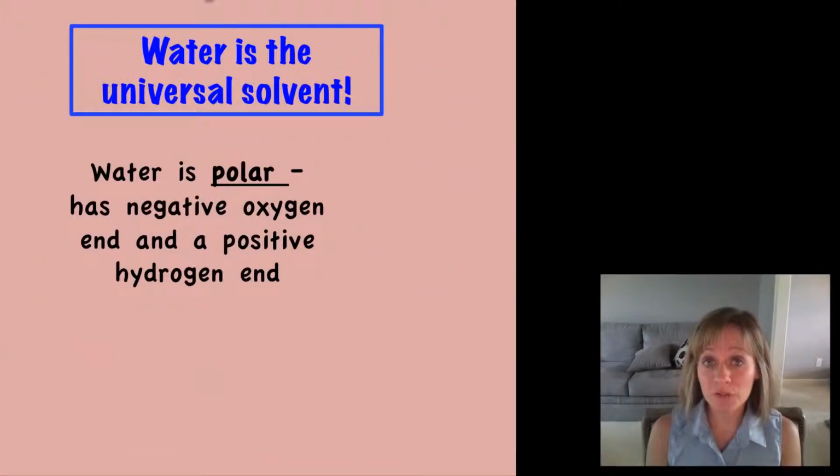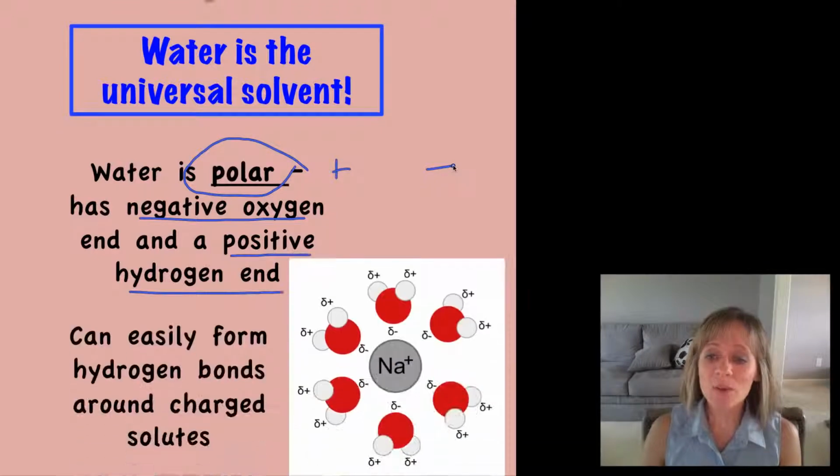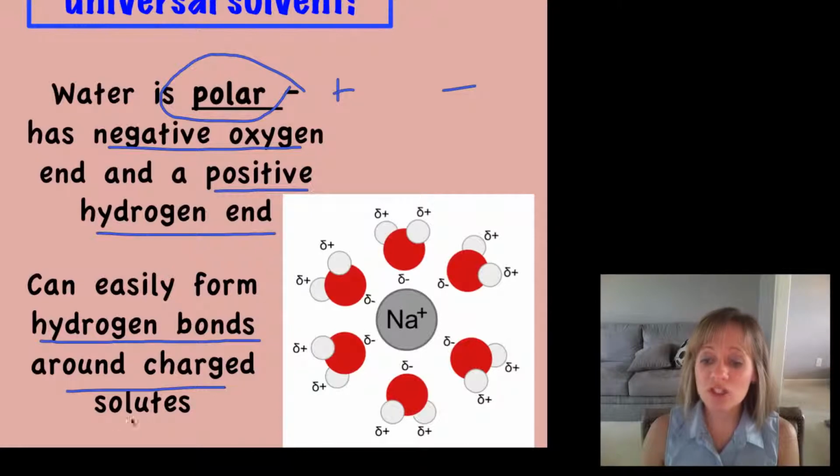So why is water a universal solvent? Well, it's because it's polar. It has a negative end, that oxygen end, and it has a positive end. That's all that being polar means. It's got a positive end and a negative end. And so what happens is it can easily form hydrogen bonds surrounding charged solutes. So let's take a sodium positive ion, for example. All of the negative oxygens can surround that sodium, and as it does that, it's dissolving that sodium particle or whatever that sodium was a part of because of that negative interaction with that positive ion.